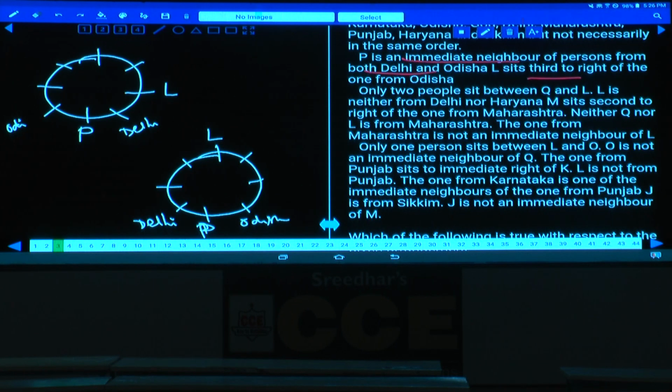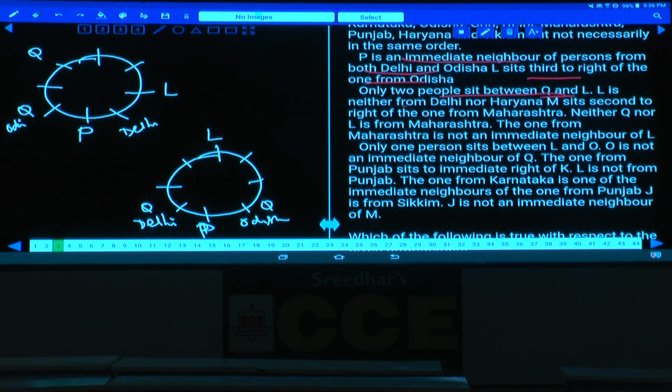Next one, only 2 people between Q and L. As only 2 people between Q and L, 1, 2, Q can be either here or here in this case. Now only 2 people between Q and L, this Q can be either here or here. How many possibilities? We have 2 possibilities in each of these cases.